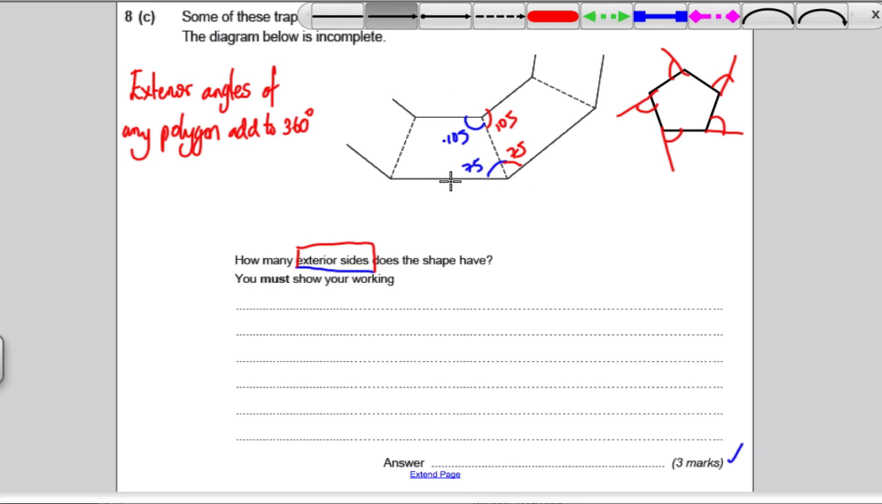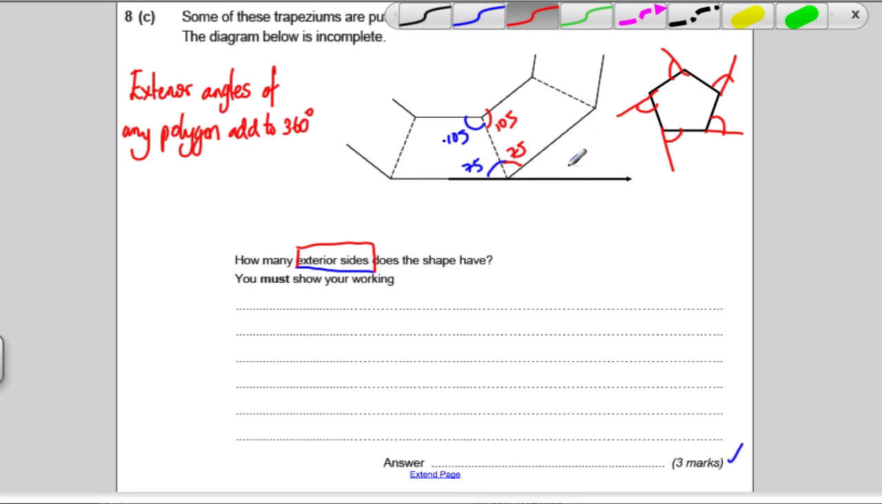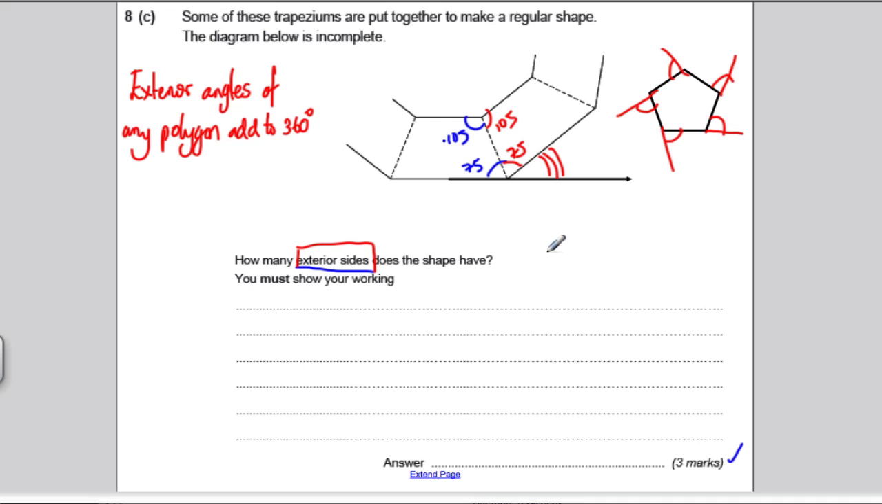So if I extended this line here, this angle here would be the exterior. Now these two add to 150, so this one must be 30 degrees because angles on a straight line add to 180. So if that's 30 degrees and all of these angles, that would be 30 for example, all of these, however many they are, add up to 360. If I do 360 degrees divided by each one, 30, it must tell me how many exterior angles I've got. So 360 divided by 30 is 12.